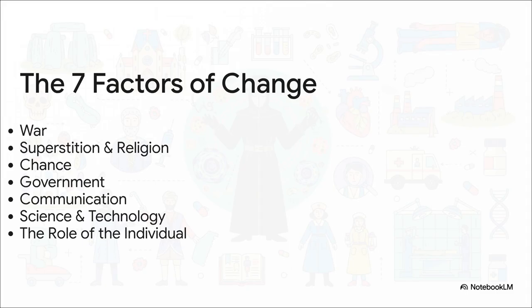Why did medicine stagnate in the medieval era? A big reason was religion. Why was germ theory so revolutionary? Well, that's down to the role of an individual, Pasteur. How did surgery advance so quickly in the 20th century? War. Why did cities finally get cleaner? Government. It's a framework for, well, everything.